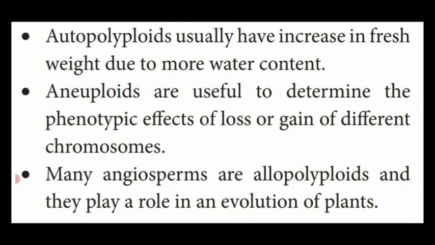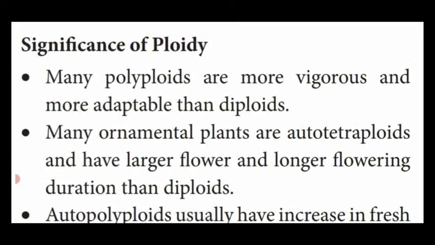Next one, in many angiosperms, the allopolyploidy method plays an important role in the evolution of plants. With the help of this allopolyploidy method, we can identify the evolutionary sequence of an organism. In most angiospermic plants, which show the allopolyploidy method, it shows evolutionary sequence between the plants or among the group of population. So these are all the different significance of ploidy. It's a very, very important 5-mark question.